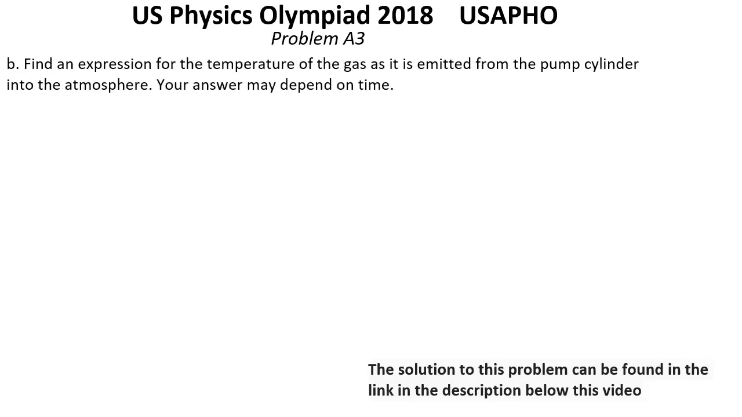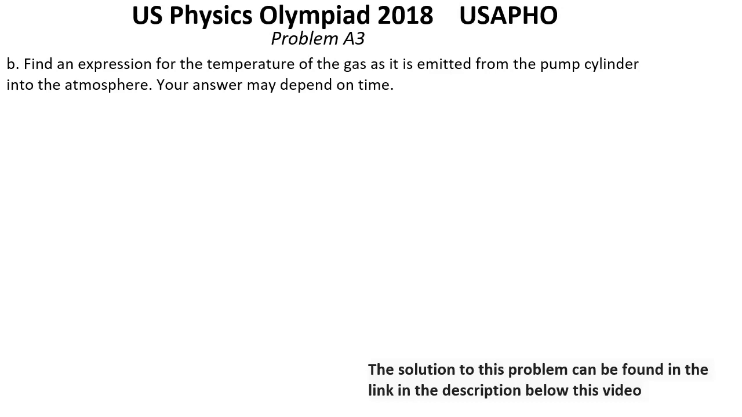Question B. Find an expression for the temperature of the gas as it is emitted from the pump cylinder into the atmosphere. Your answer may depend on time. Solution. When the piston is all the way to the left, the pressure is Pt and the temperature is Ta. As the piston moves to the right, the gas is adiabatically compressed until its pressure reaches Pa, and the outlet valve opens.